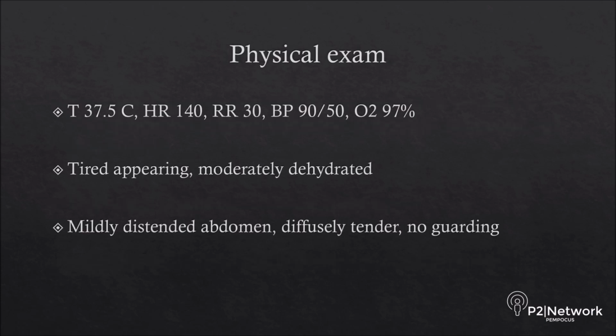His physical exam reveals these vital signs: a temperature of 37.5 Celsius, heart rate of 140, a respiratory rate of 30, blood pressure 90/50, oxygen saturation 97%. He's tired appearing and looks moderately dehydrated. He has a mildly distended abdomen, is diffusely tender, does not have guarding.